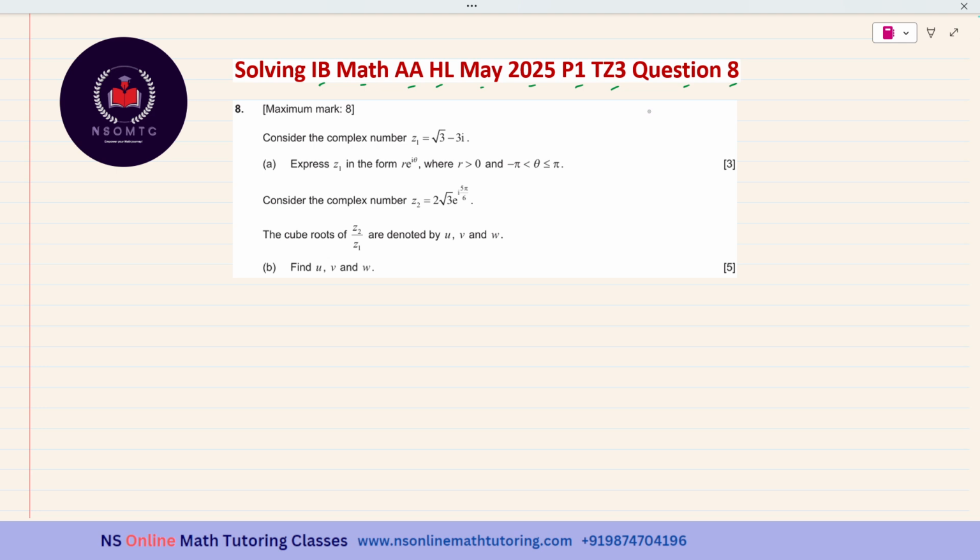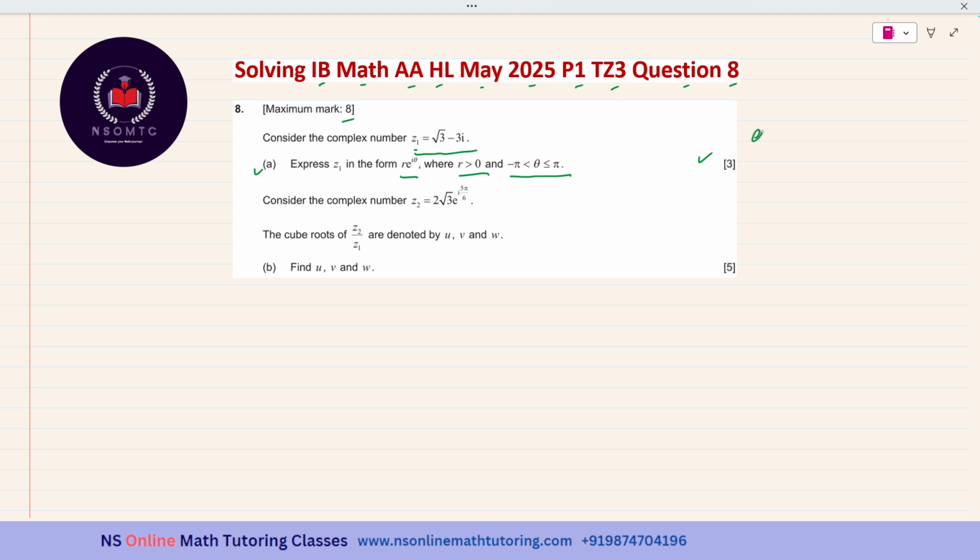So without any further delay, let us start to solve question number 8. The maximum mark is 8. Consider the complex number z1 equal to square root of 3 minus 3i. Part A's question is: express z1 in the form r times e to the power of i theta, where r is greater than 0 and theta is greater than negative pi but less than or equal to positive pi. It is carrying 3 marks.